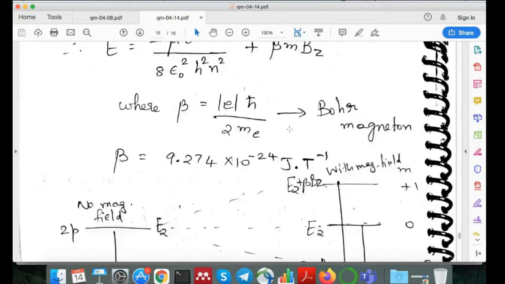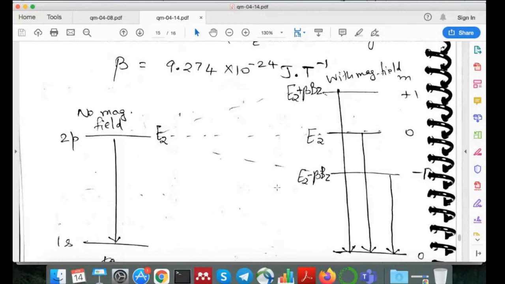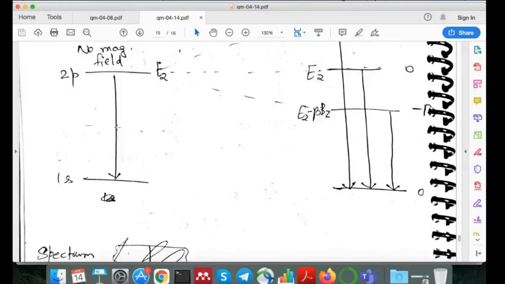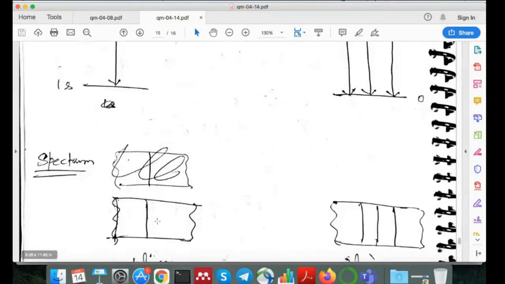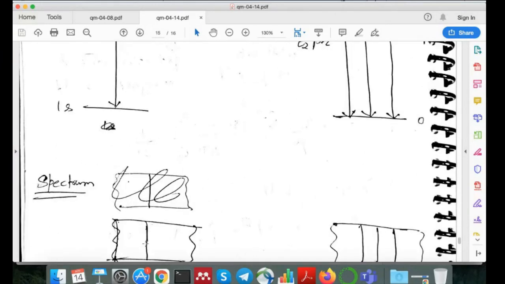Okay. And now if you look at the energy levels, initially there was a transition, let's say from 2p to 1s, and there was only one spectral line. Okay, because there is just one transition. All these energy levels at the 2p level are the same. Okay, they are all at the same energy level. So there is just one transition from 2p to 1s. So there is just one line.